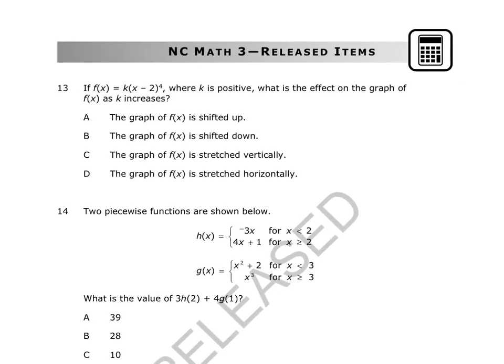Okay, if f of x equals k times (x minus 2) to the 4th, where k is positive, what is the effect on the graph? What they're calling k here is really what we call our a, and we know that this value in front of the function either stretches or compresses vertically. It says k is positive, so we know that it's C, because it's stretched vertically or compressed vertically.